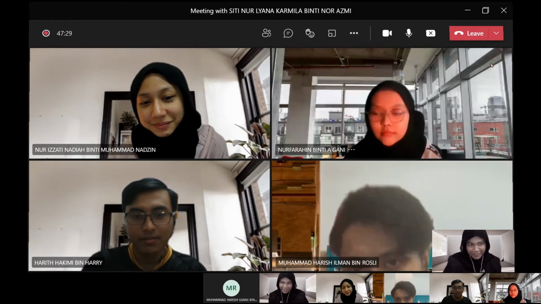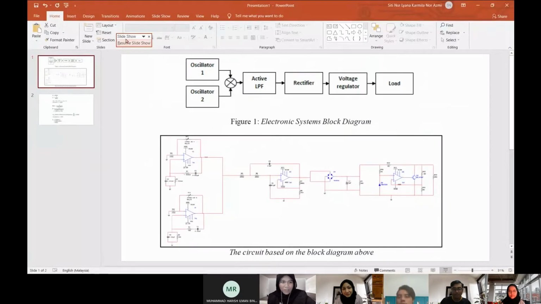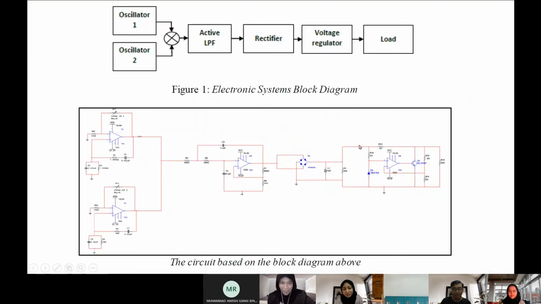So today we're going to present about the assignment for this project. The first figure is the block diagram of this project, and the second figure is the circuit based on the block diagram above. In this figure we have oscillator 1, oscillator 2, the active filter, rectifier, and also the voltage regulator. And as you can see here, we also have a load resistor.